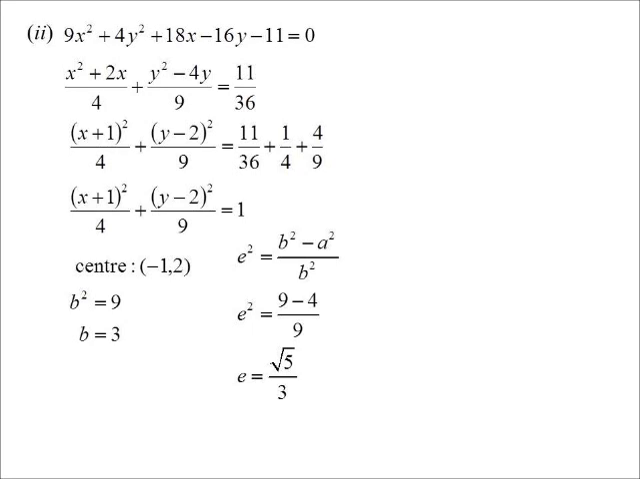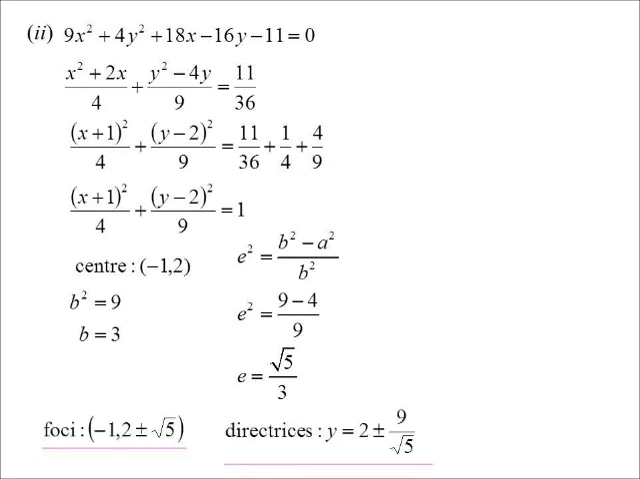We get root 5 on 3, which means the foci, again, they've been shifted as well. So the x value will be -1 instead of 0, and we'll have B times E is root 5, but then that's been shifted up 2. So we get 2 plus or minus root 5. The directrices then would be B divided by E, but again shifted up 2, so we get 2 plus or minus 9 on root 5.